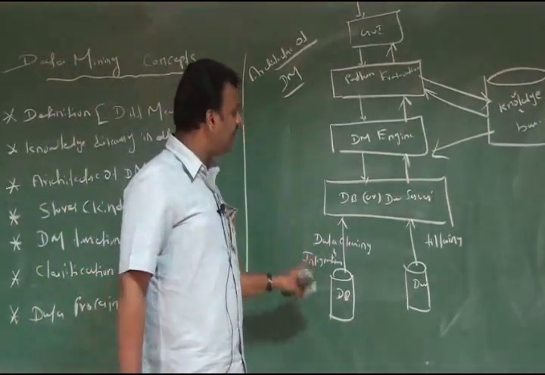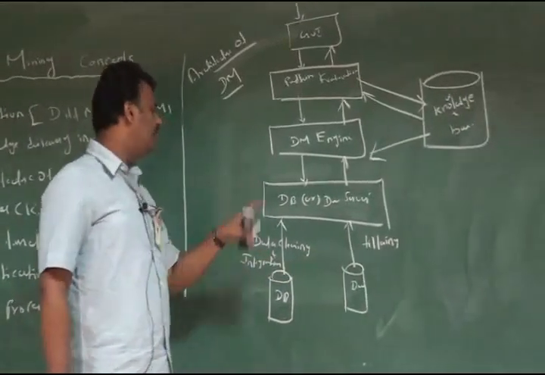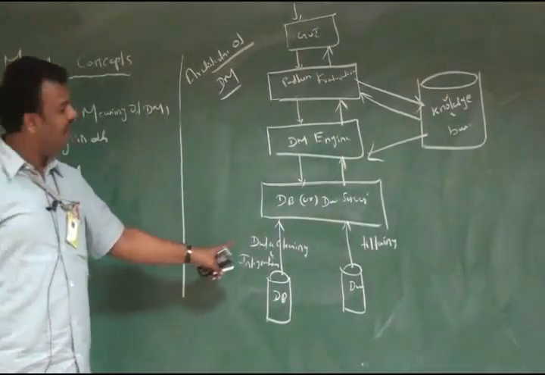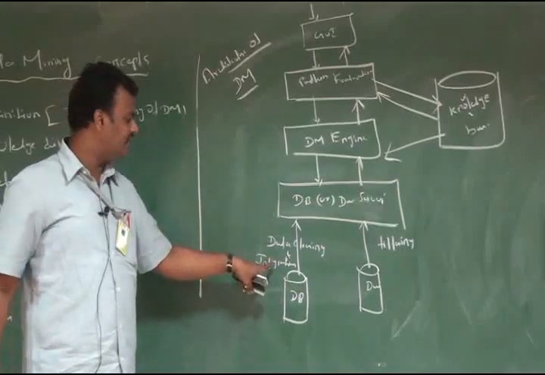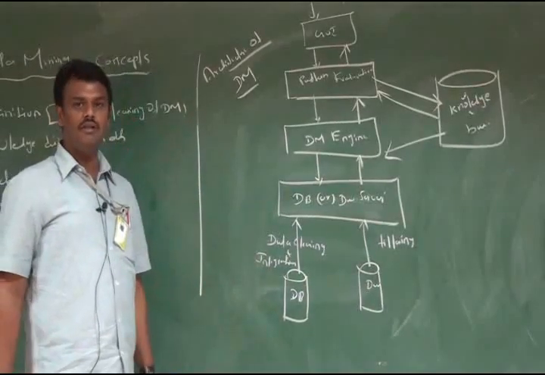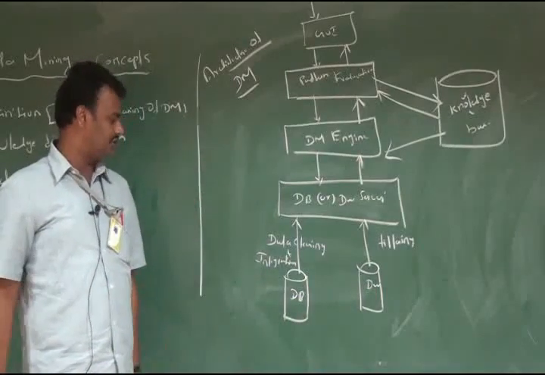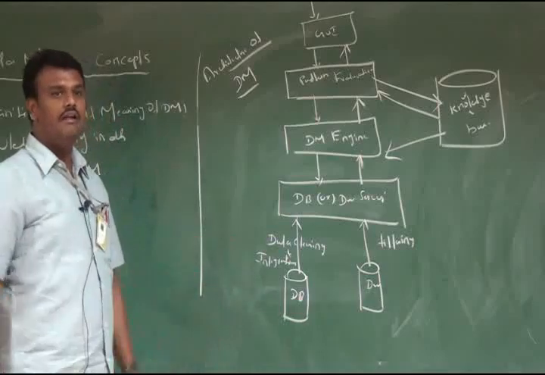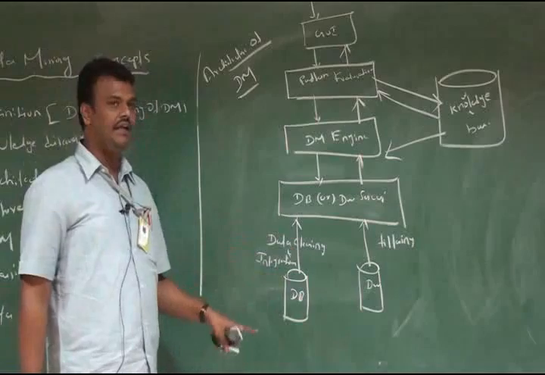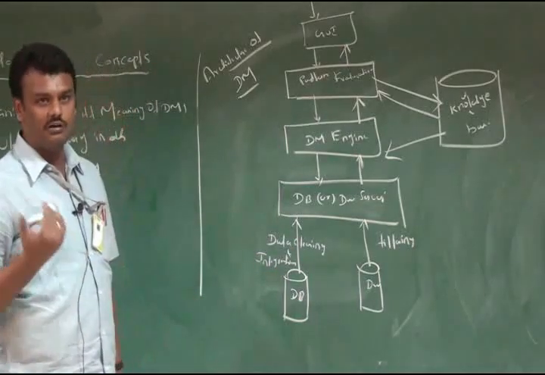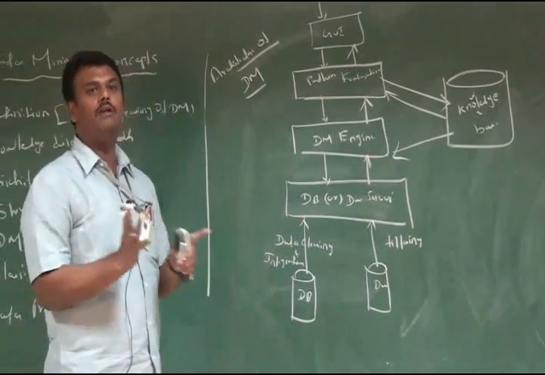Here the data cleaning and data integration may be performed on the databases and the data warehouses. What do you mean by data cleaning? We are going to remove the noisy and inconsistent data that is represented in the databases. Then what do you mean by integration? Integration means we are going to combine the multiple sources. With data cleaning, we remove the noisy and inconsistent data, and with data integration, we combine the multiple sources.